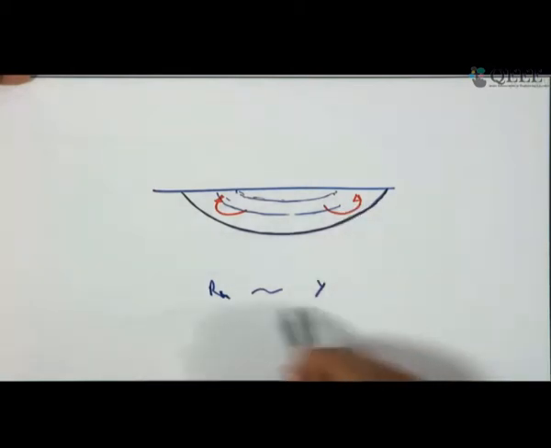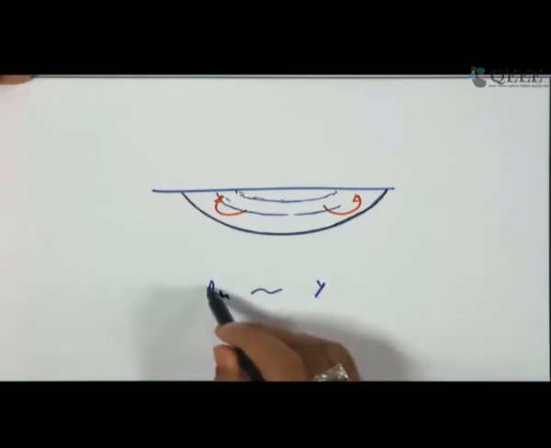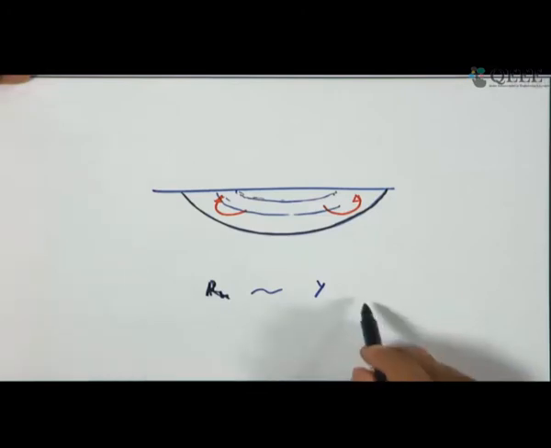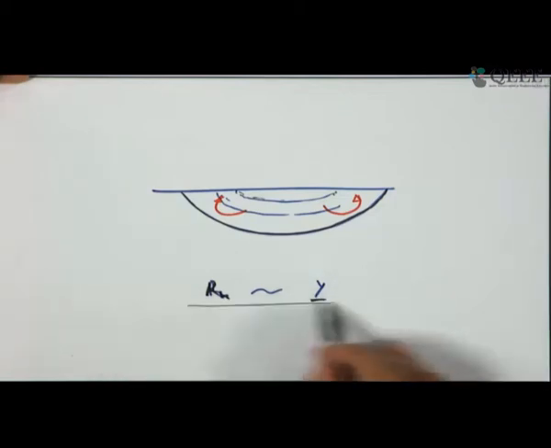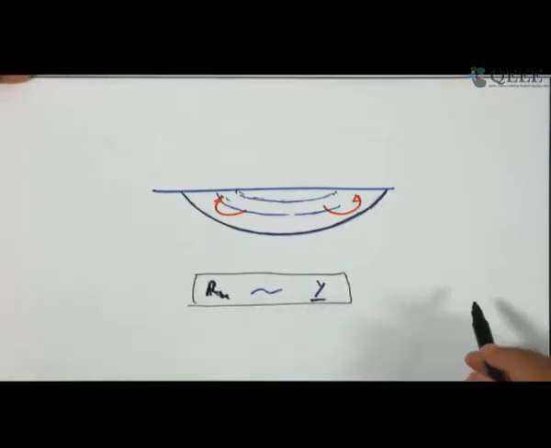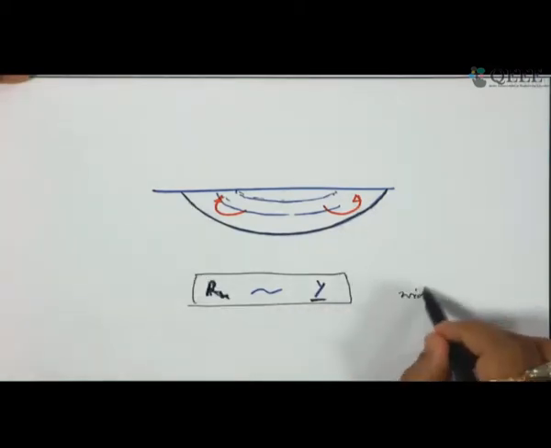Another question is whether the cross section we consider as wide or narrow. For wide cross sections, we can say that the hydraulic radius will be almost equal to the depth of flow. Then we can characterize the channel as a wide channel.